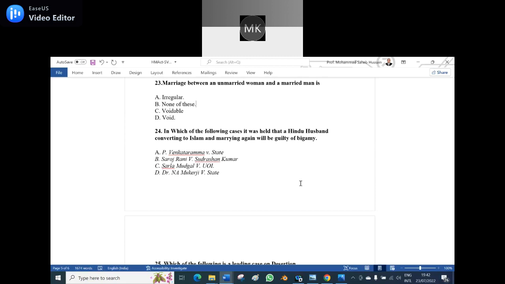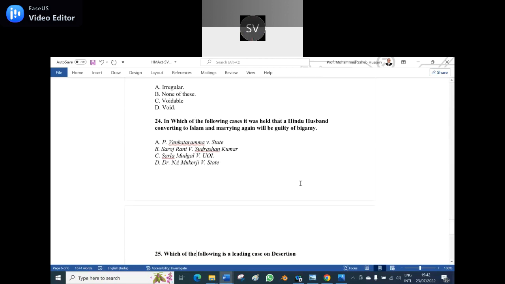But can anyone tell what is the 24th? Yes, sir. 24th question. In which of the following cases was it held that a Hindu husband converting to Islam and marrying again will be guilty of bigamy? Option A, P. Venkatramana versus State; option B, Sarojrani versus Sudarshan Kumar; option C, Sarla Mudgal versus Union of India; option D, Dr. N. A. Mukherjee versus State. C, Sarla Mudgal versus Union of India. Yes, correct answer.